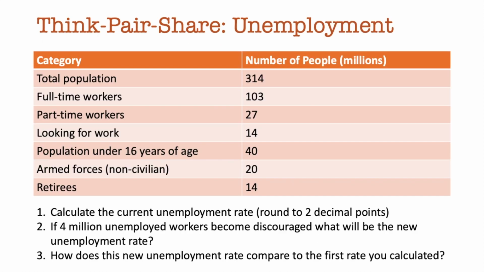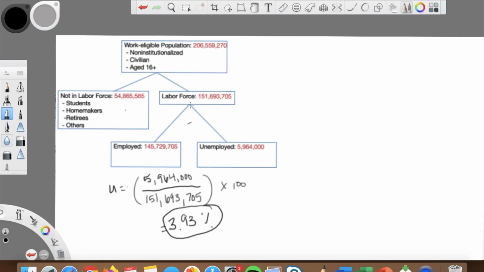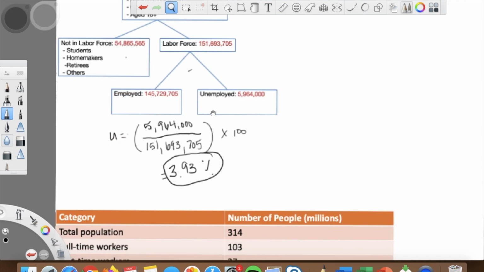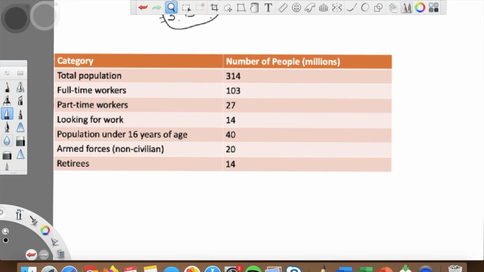All right, so we're going to do another little practice here. So we are going to calculate the unemployment rate based on the information in this table. And then we're going to change some of our unemployment statistics, see what happens if some of our unemployed workers become discouraged, and then compare that to the new rate. So I am going to move down here where I've got my table. So this is the same table from the slides. And question 1 asked to calculate the unemployment rate. So we are going to calculate our unemployment rate.